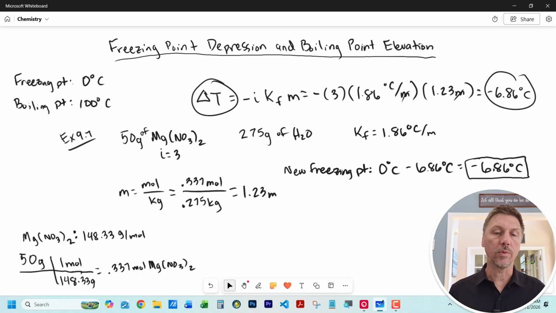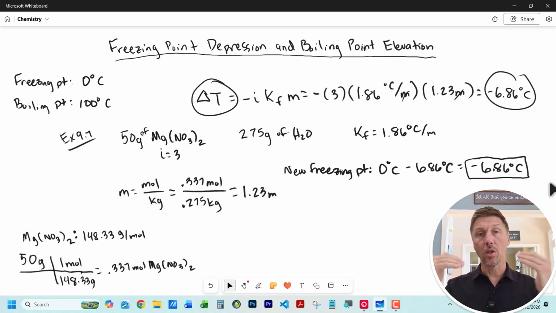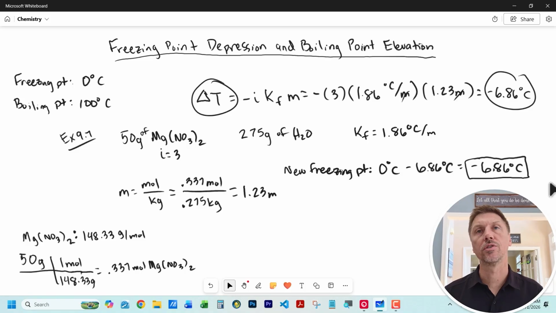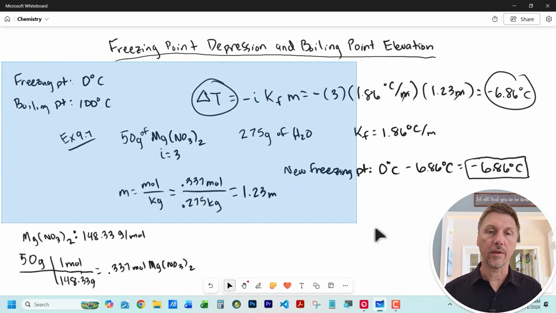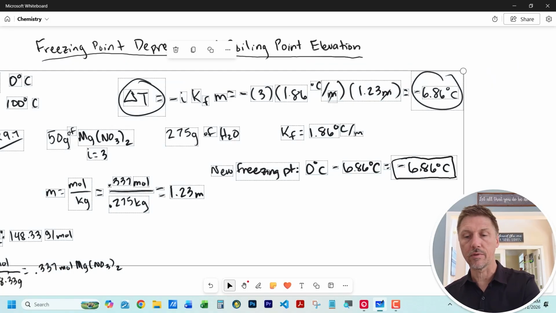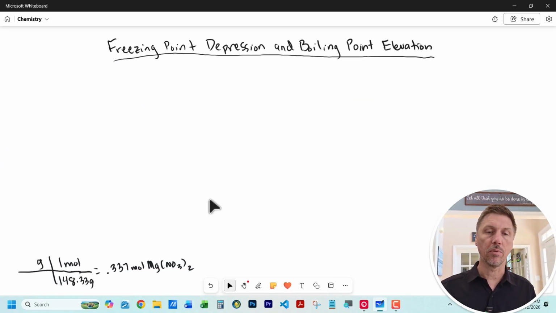Now, just like we saw with freezing point, it will be lowered whenever you add a substance to the liquid. The reverse happens to the boiling point. If you add something to the liquid, you're going to elevate the boiling point of the water, which is why there are two topics in this lesson. We're looking at boiling point elevation and we're looking at freezing point depression.